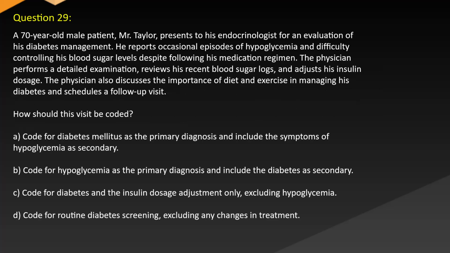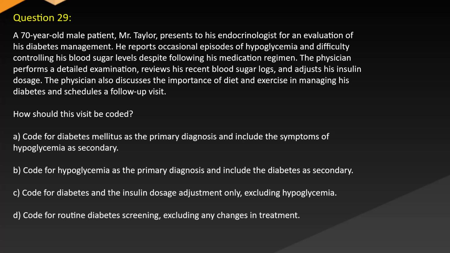Question 29. A 70-year-old male patient, Mr. Taylor, presents to his endocrinologist for an evaluation of his diabetes management. He reports occasional episodes of hypoglycemia and difficulty controlling his blood sugar levels despite following his medication regimen. The physician performs a detailed examination, reviews his recent blood sugar logs, and adjusts his insulin dosage. The physician also discusses the role of diet and exercise in managing his diabetes and schedules a follow-up visit.